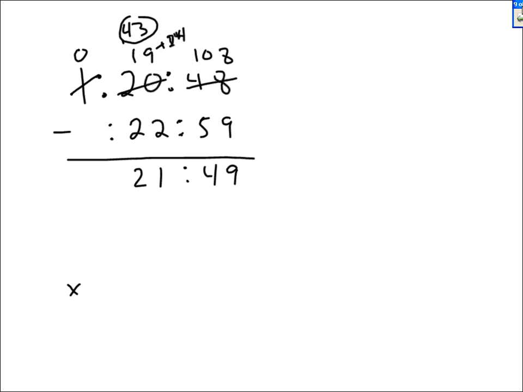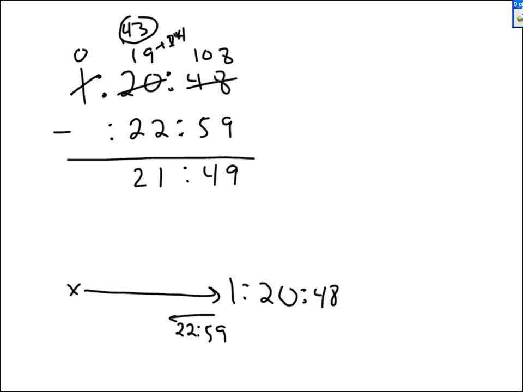If at some time you run a clock and the length of time that has elapsed is 1 day, 20 hours, and 48 minutes, and somebody asks you 22 hours and 59 minutes ago, how much time had elapsed back then? If you go back, if you take away 22 hours and 59 minutes, how much time has elapsed from that point? The answer is 21 hours and 49 minutes.